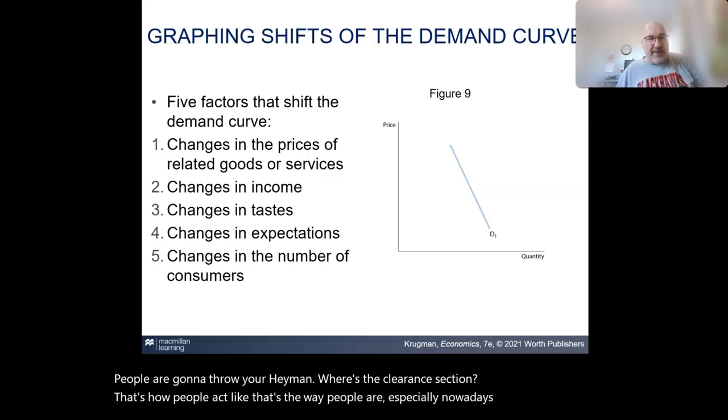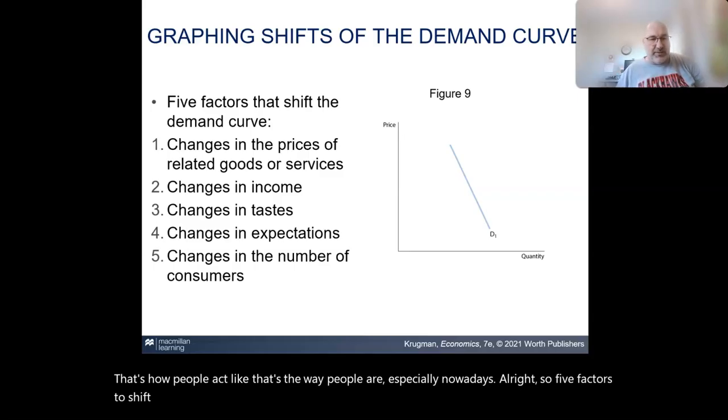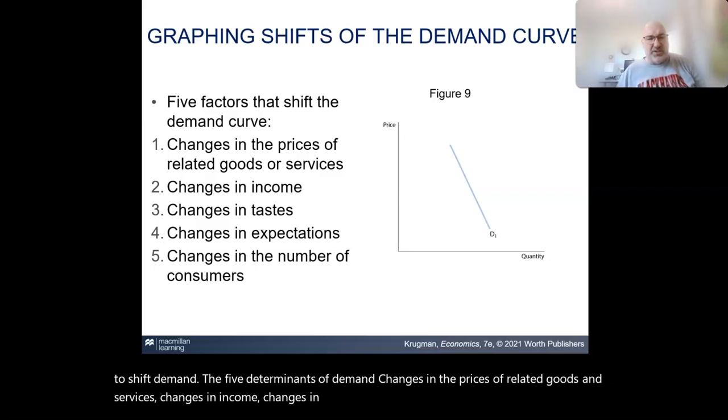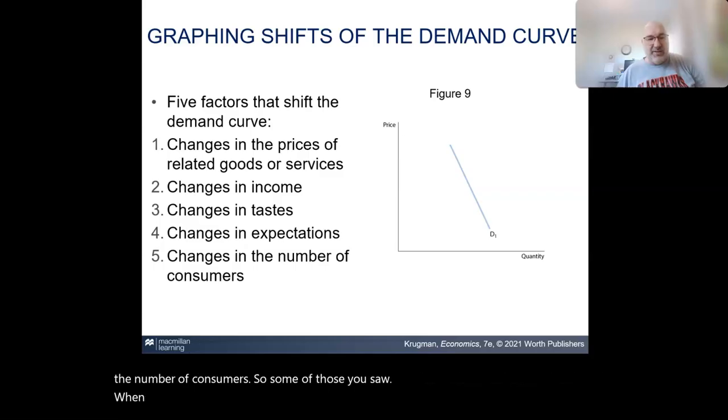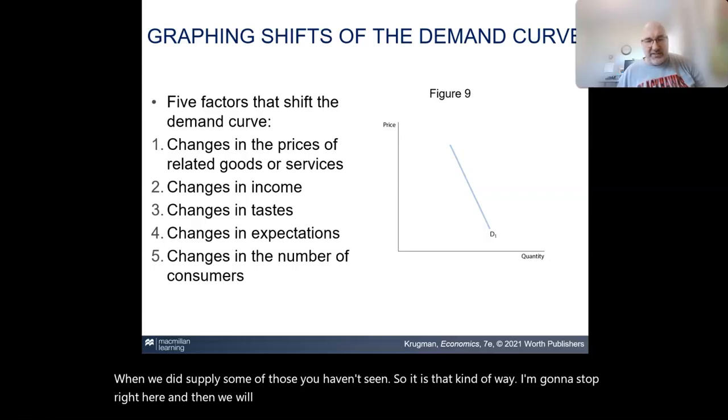All right, so five factors shift demand, the five determinants of demand: changes in the prices of related goods and services, changes in income, changes in taste, changes in expectations, and changes in the number of consumers. Some of those you saw when we did supply, some of those you haven't seen. I'm going to stop right here and we will get into these in video 3. All right, here we go.